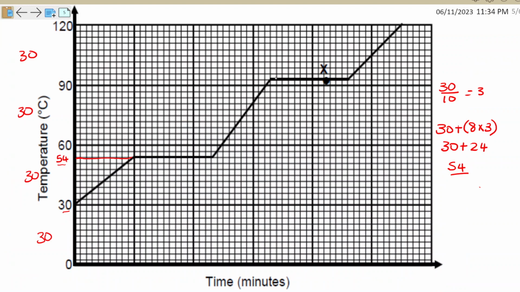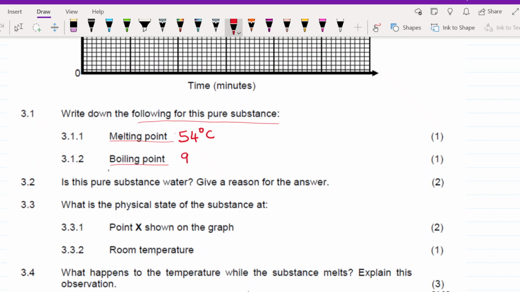Now let's look now for the boiling point. The boiling point now is this point. From there, going further to the left on your y-axis, this is the boiling point. Remember, each value is 3. So from 90, just add 3. So that means that value is 93. So that means the boiling point is 93 Celsius degrees. Yeah, so these are the melting point and the boiling point.